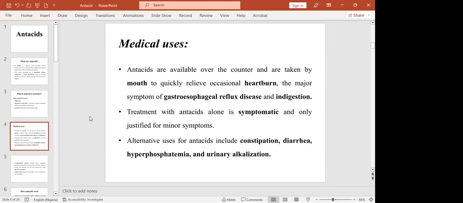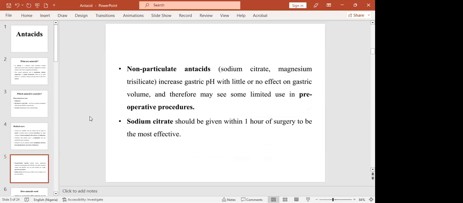So alternative uses for antacid will include constipation, I told you that, diarrhea, hyperphosphatemia, and urinary alkalinization. Those are alternative uses that are not routine uses. Okay, so non-particulate antacids. Non-particulate means it doesn't have sediment.